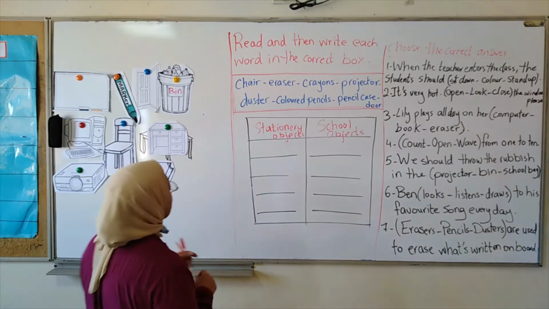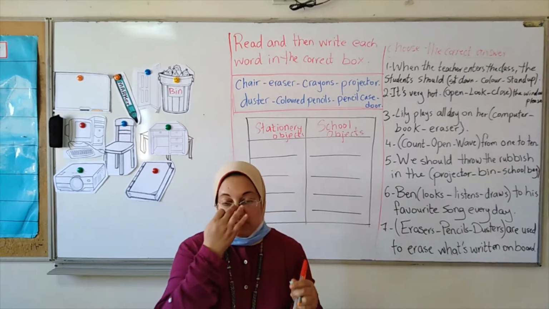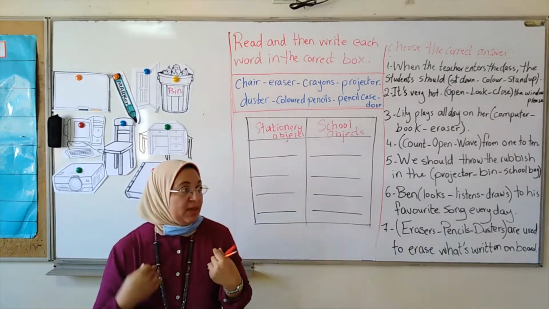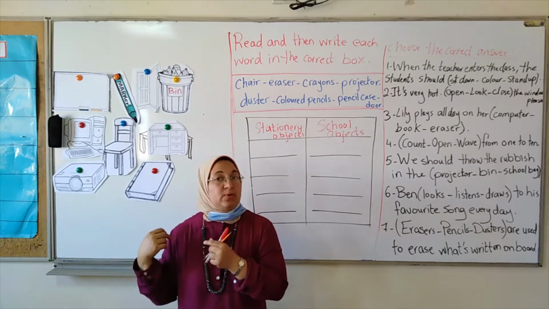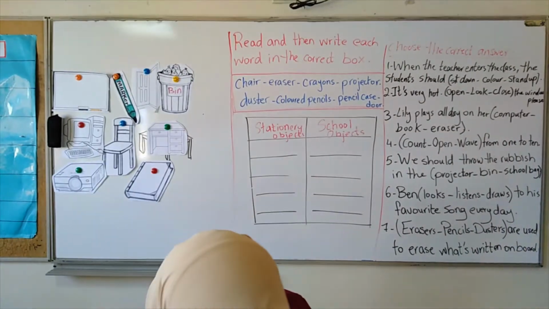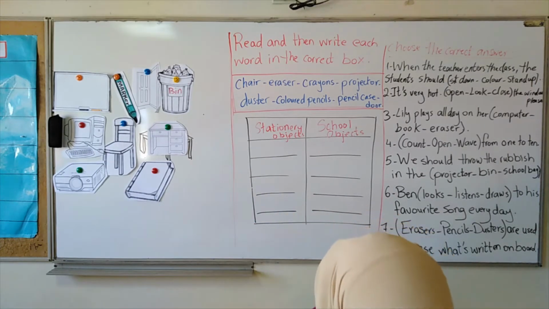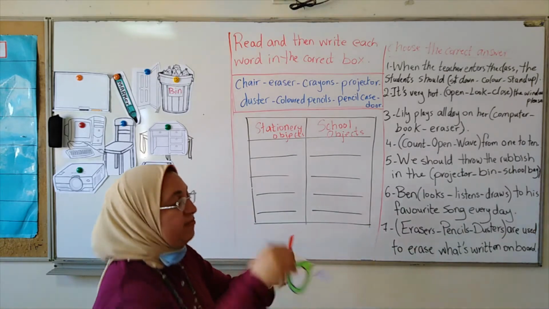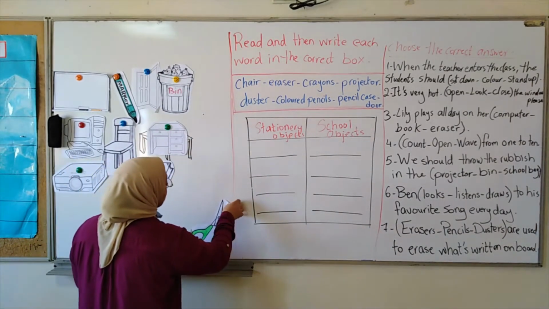Okay, now let's see the stationary objects. We said the stationary objects are the things that belong to me. I take them from my house and just use them here and then go back with them again to the house. Or they belong to you, of course. What are these things? For example, the stationary objects. The first thing we have, scissors.